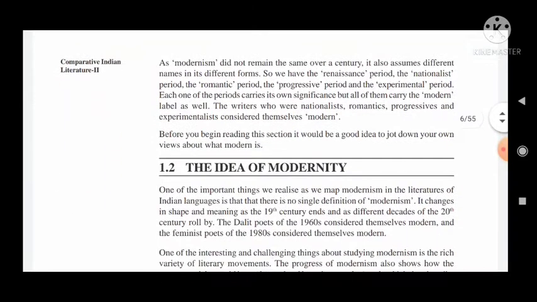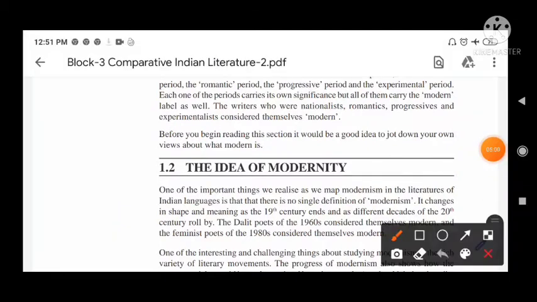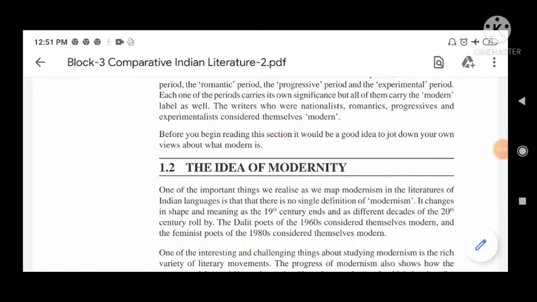Then, as modernism did not remain the same over a country, it also assumes different names in its different forms. So we have the Renaissance period, the nationalist period, the romantic period, the progressive period, and the experimental period. You remember these periods. What are these periods?